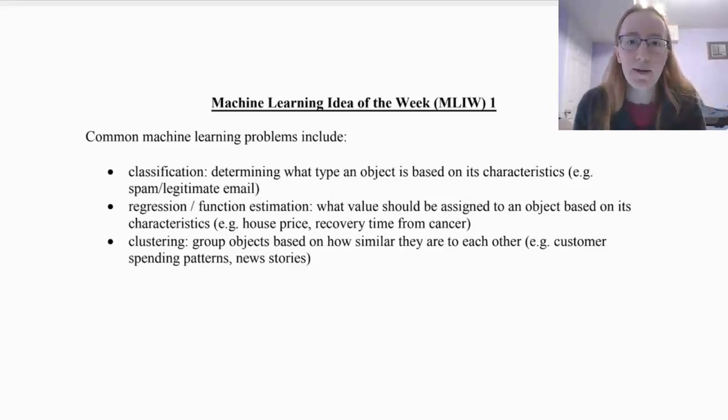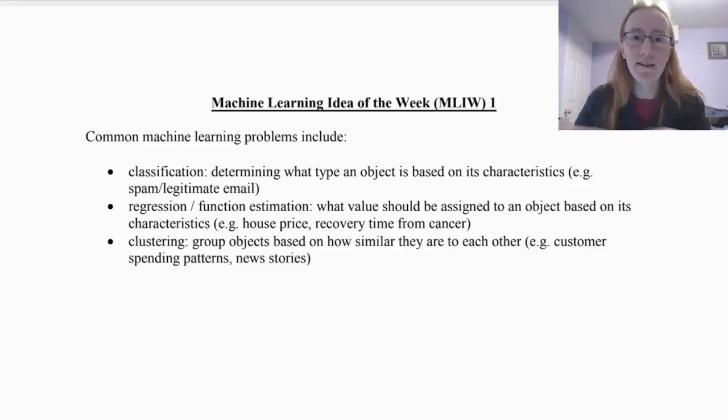Another example would be recovery time, so estimating how long it might take someone to recover from cancer based on the severity of their symptoms and their genetic history and when the cancer was discovered. Or even in an actuarial context, estimating future lifetimes of people. So lots of different ways you could do function estimation or regression.